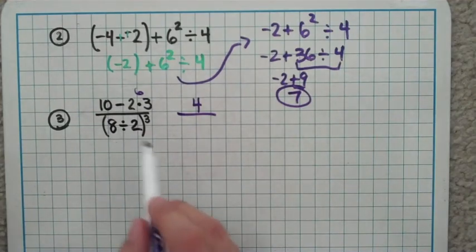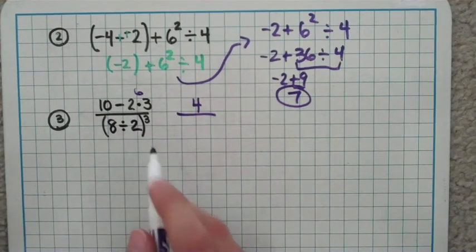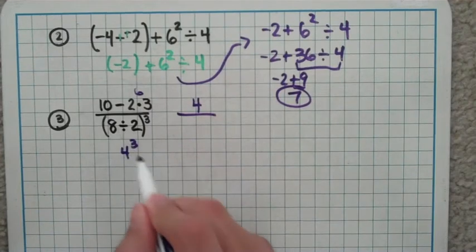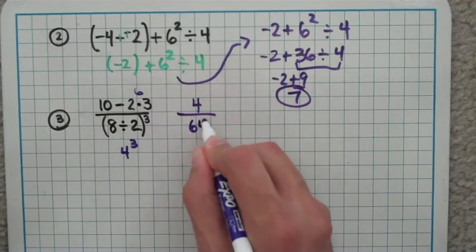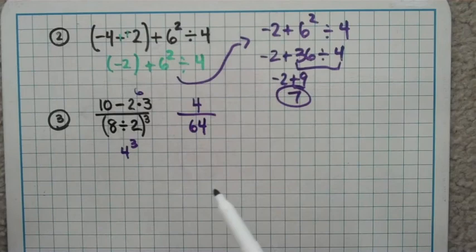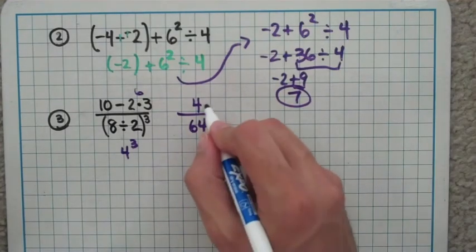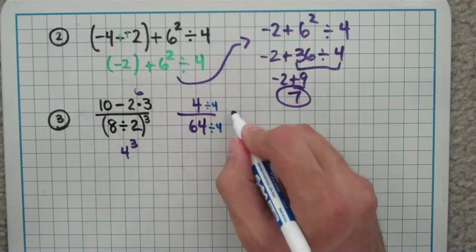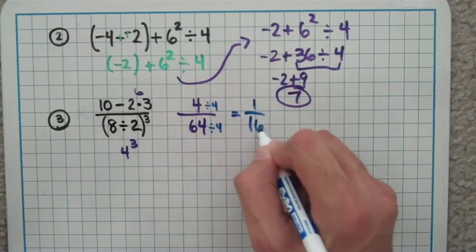On my bottom, in my parentheses, 8 divided by 2 is 4. So I really have 4 to the 3rd power, which is 64. Now 4 over 64 is not a whole number answer. You could give me a decimal, or you could leave it like this, but it's also nice to reduce the fraction if you can. Reducing the fraction means finding a number that goes into top and bottom and dividing both parts by that. If I divide top and bottom by 4, I end up with 1 over 16 for my reduced answer.